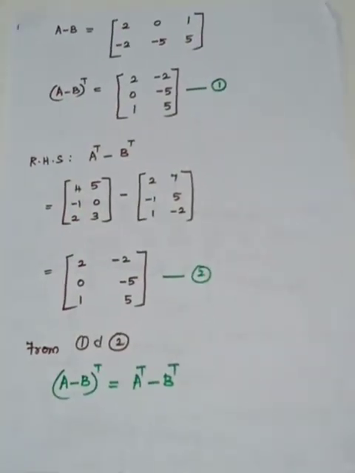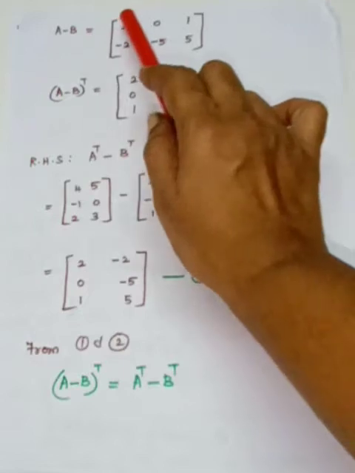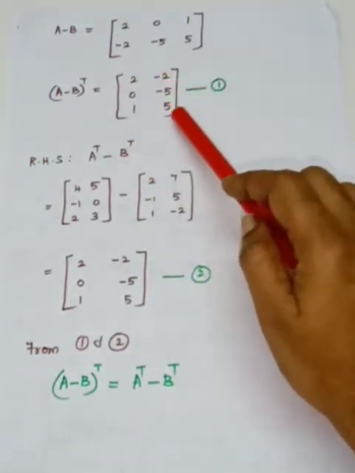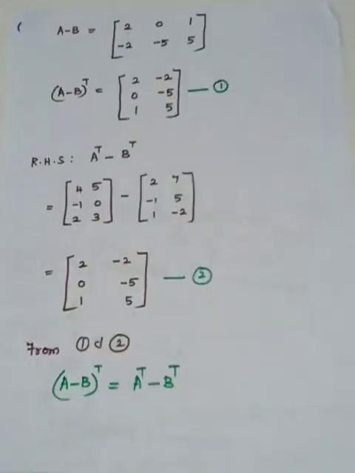What is asked? A minus B the whole transpose. So we have to interchange rows and columns of A minus B. Take the first row, write as a first column. Take the second row, write as a second column. So this is A minus B the whole transpose. Right hand side, what we have to write? A transpose minus B transpose. Already A transpose is given. In the question itself you will have A transpose.